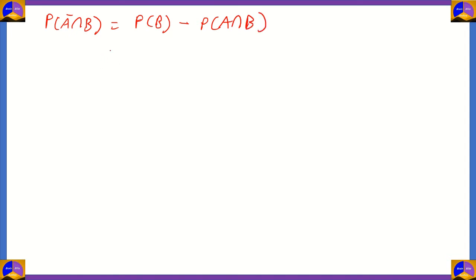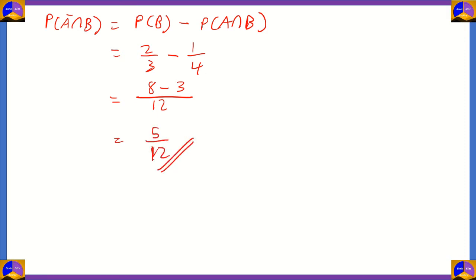So we can write that as 2 by 3 minus 1 by 4. Let's take the common denominator as 12. 2 times 4 is 8. 1 times 3 is 3. So the final answer is 5 divided by 12. So 5 divided by 12 gives you the right answer. And we did that by using the Venn diagram.